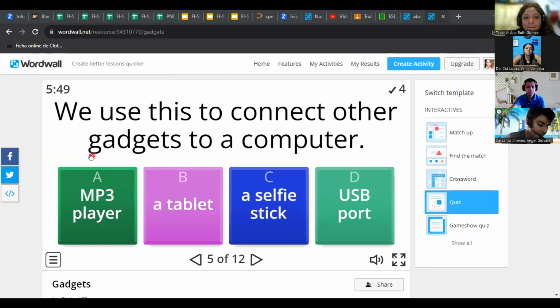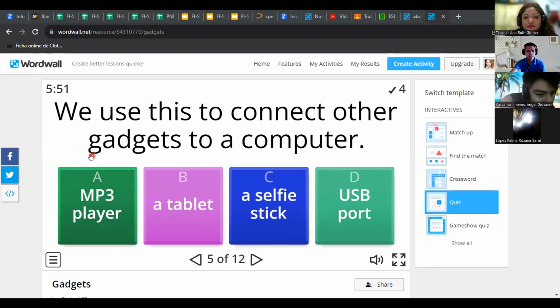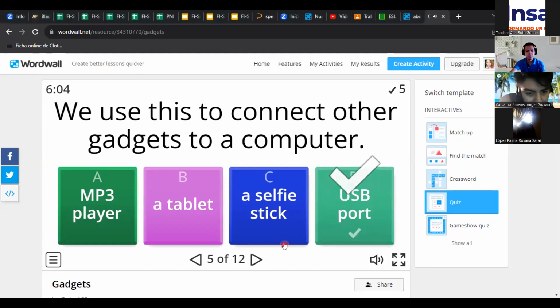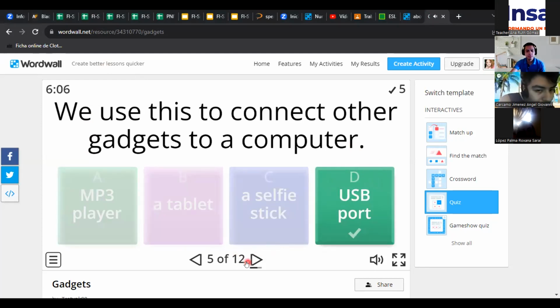MP3 player. Letter D. Tell me the complete sentence, not only the letter. It is letter D. USB port. It is letter D. Yes, it is letter D. Very good. A USB port.